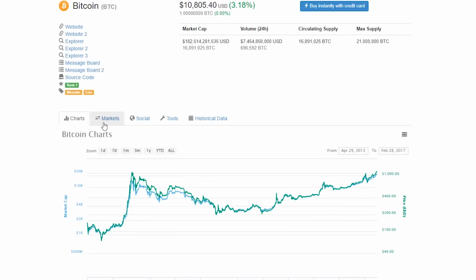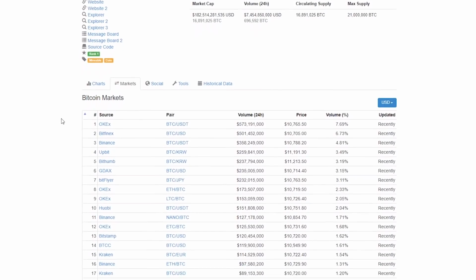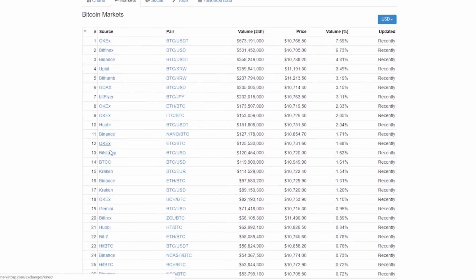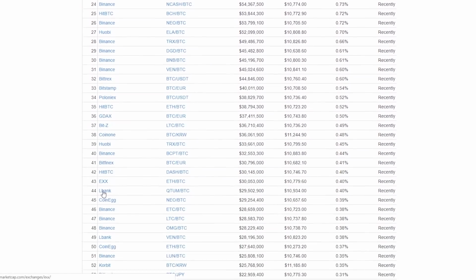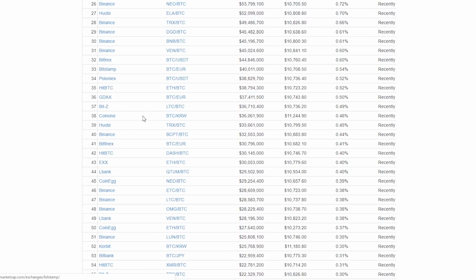Okay, so moving on to the markets tab now here, what we'll have is all the markets that Bitcoin is currently being traded on now. Bitcoin being the oldest cryptocurrency out there, being the number 1 in terms of market cap, it's obviously going to be on the most exchanges or the most markets. So firstly, the source here, these are the exchanges that it's listed on. These are global exchanges all around the world. So Coin1, you can see HitBTC, Poloniex, Bitstamp, etc.